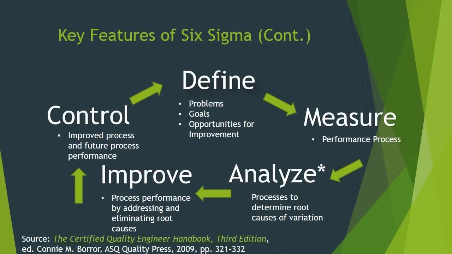One key feature of Six Sigma involves the DMAIC method. It is broken down into defining the problem, measuring performance success, analyzing processes to determine the cause of variation, improving process performance, and then controlling improved future processes.